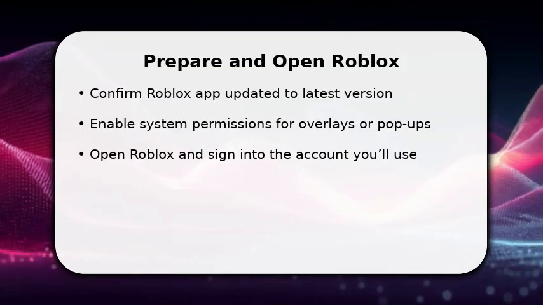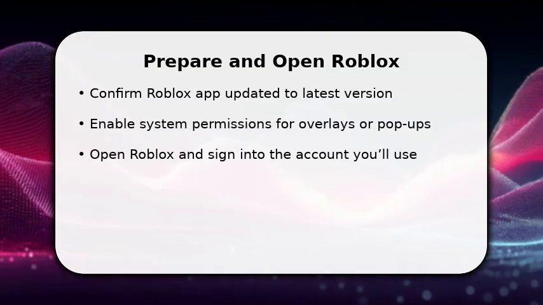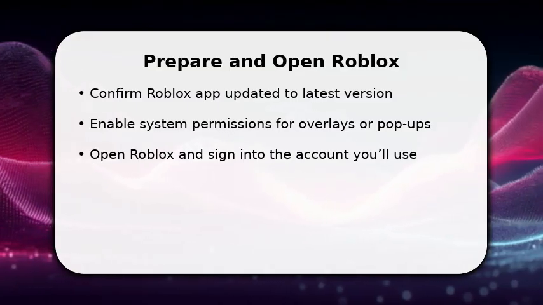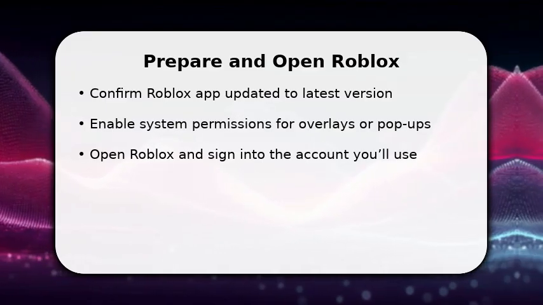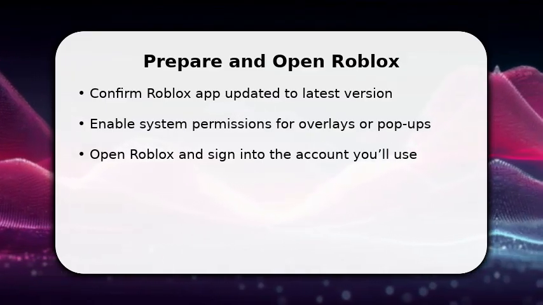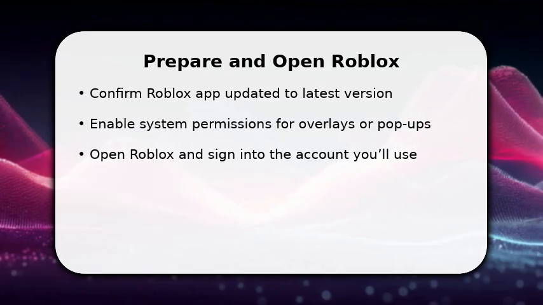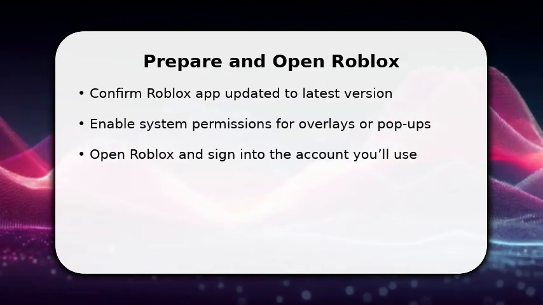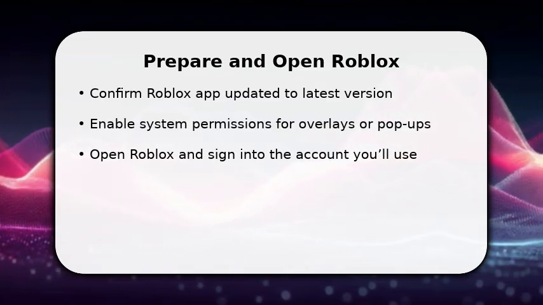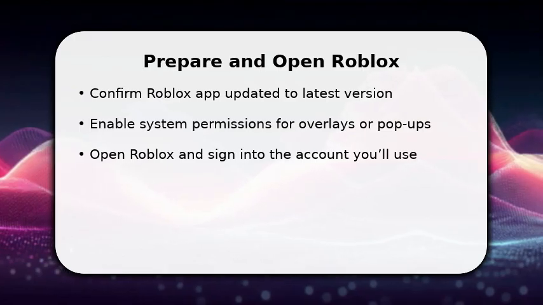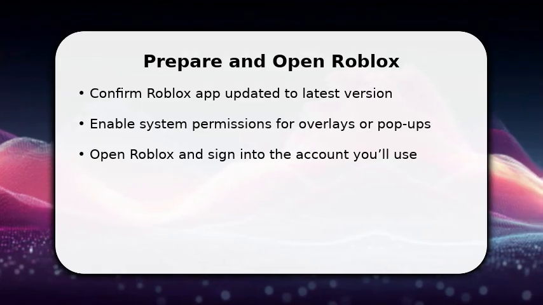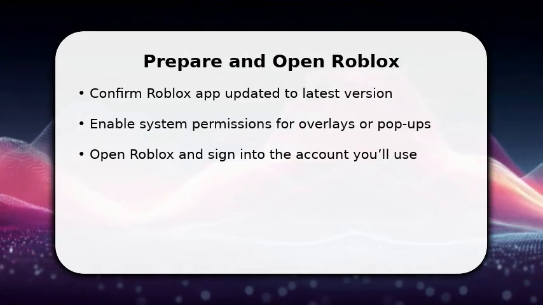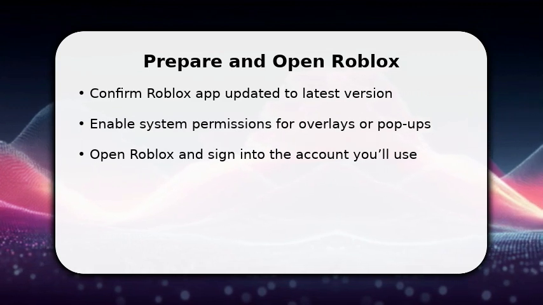You'll start by making sure your device and Roblox app are ready. Update the Roblox client so floating features work. Outdated builds can block overlays. Next, grant the operating system permission for overlays or pop-up windows in settings, because without that Roblox cannot display a floating panel. Once done, sign into your Roblox account and navigate to the game or studio you plan to use. This immediately places you in the environment where the floating window option appears.